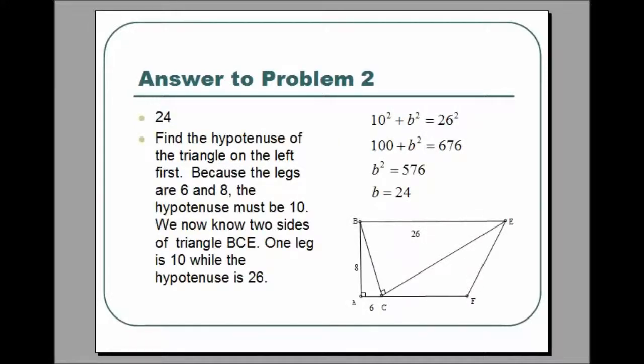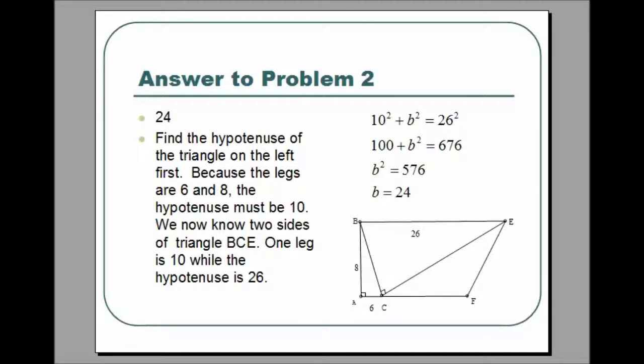And here's the answer to practice problem 2. It's 24. Your first step is to find the hypotenuse of the triangle ABC. It's the triangle on the left. We're told that the legs are 6 and 8. If you remember the last problem, you will know that BC, which is the hypotenuse, must be 10. We now know two sides of right triangle BCE. One side is 10, that's a leg, and then the hypotenuse is 26. We substitute into the Pythagorean theorem.